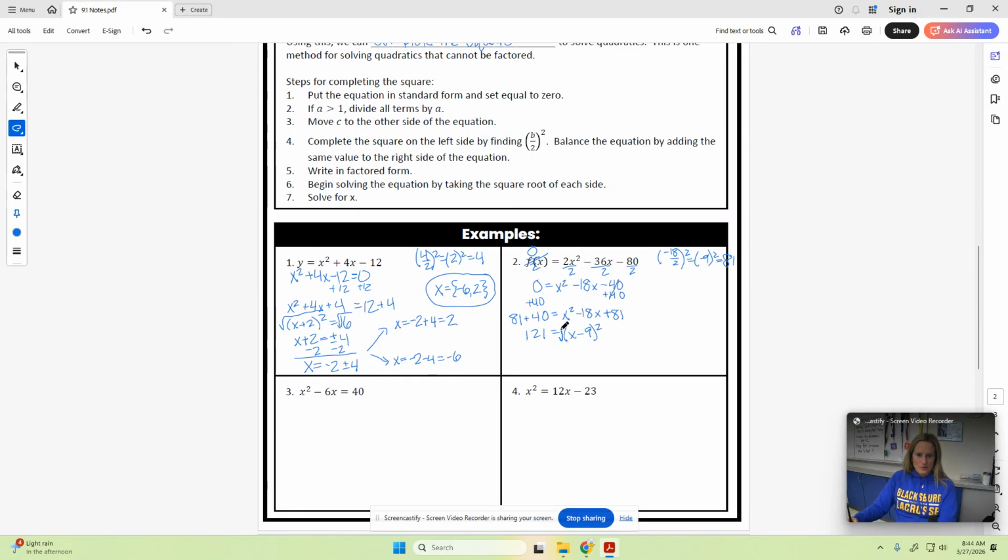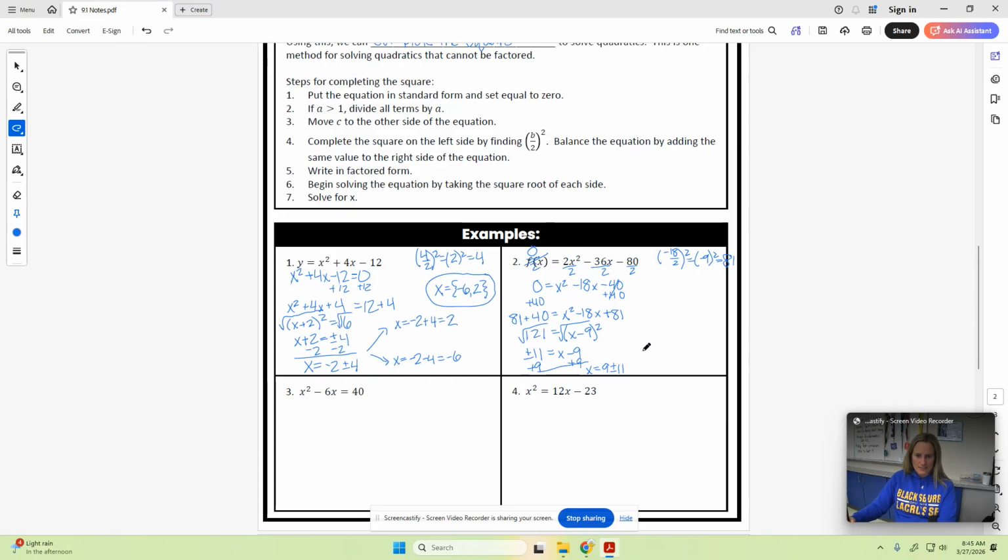So now I take the square root of both sides. This gives me positive or negative 11. And now I'm just left with what's inside the parentheses. I'm going to add 9 to both sides. And, sorry, I'm not very good at writing small on the screen here. So this is going to come out to be that x is equal to 9 plus or minus 11.